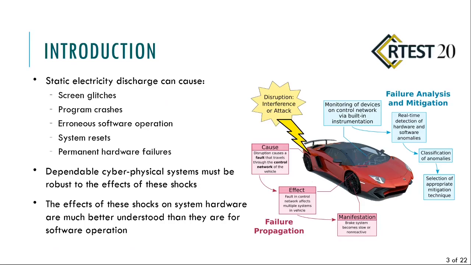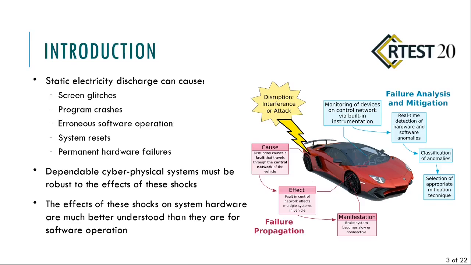So today I want to talk to you about the dependability of control systems, in particular when they're exposed to static electricity shocks. This kind of static electricity discharge can cause a number of different problems, including screen glitches, program crashes, faulty sensor readings, or in the worst case, permanent hardware damage. Therefore, dependable cyber-physical systems need to be robust to these kinds of shocks. While we understand what happens to the hardware of a system when a particular static shock occurs, we have much less insight into how a particular static shock might affect the execution of software on a system.